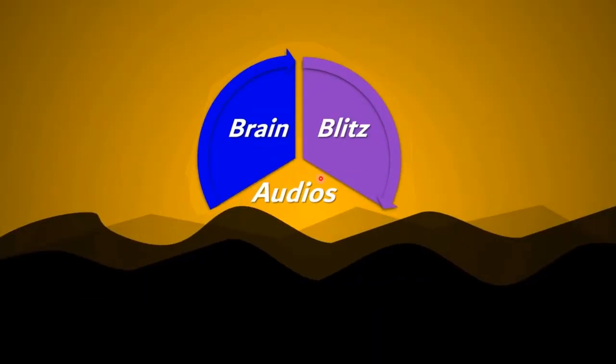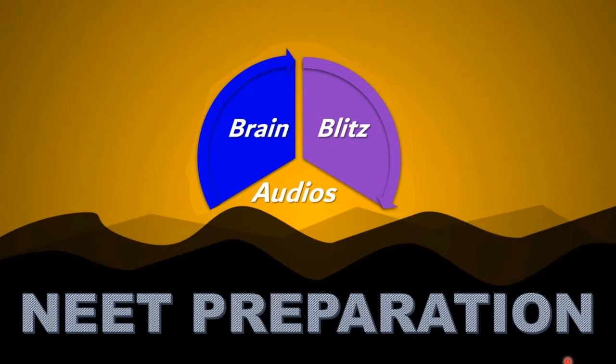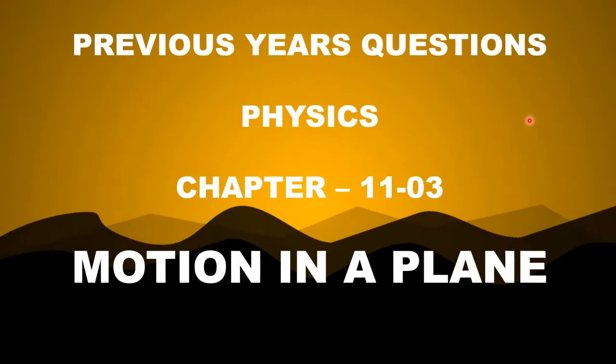Today in this episode of NEET preparation, we'll be looking at previous year questions of physics in medical entrance examinations in India. Today we're dealing with the chapter Motion in a Plane. This is the third chapter in the grade 11 syllabus for physics in CBSE. Let's look at our first question.